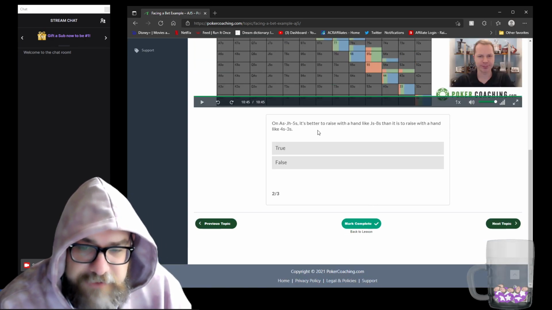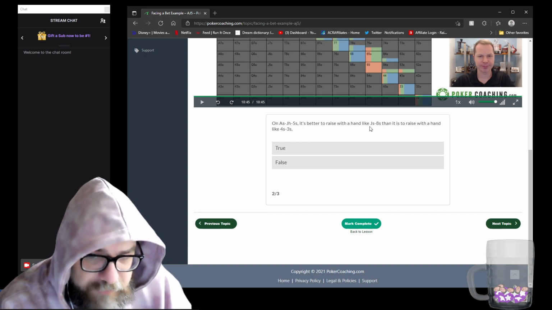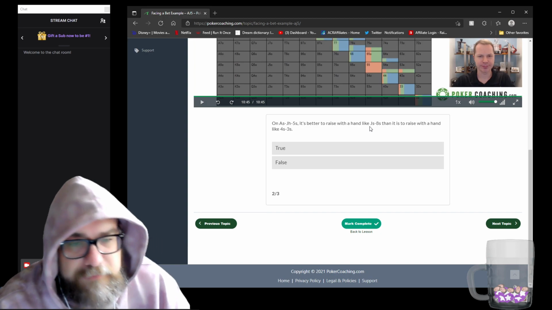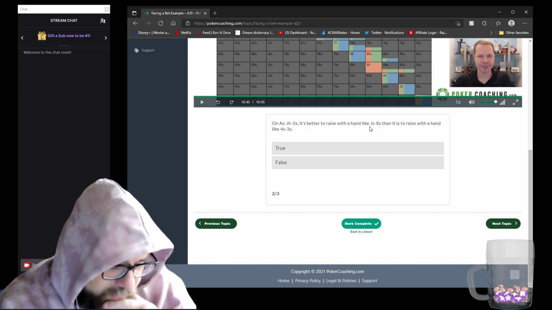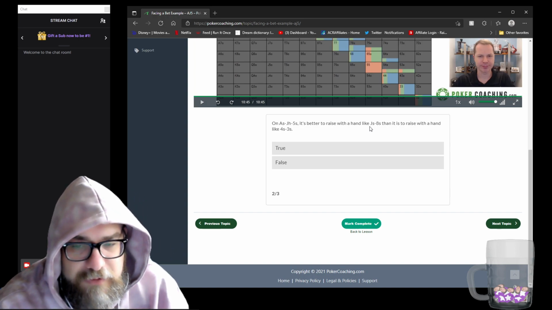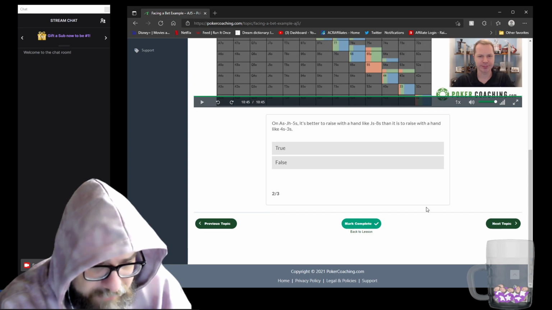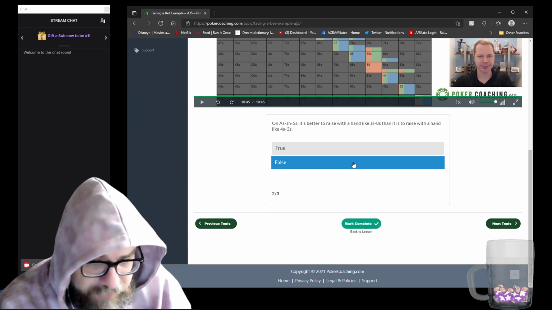On the ace jack 5, it's better to raise with hands like jack 8 suited than it is to raise with a hand like 4-3 suited. He's saying yes. The solver's saying no. So I'm going to say no, because in the real world, that's what I think, because I do have a gut shot to go on with it. So I'm going to say false.